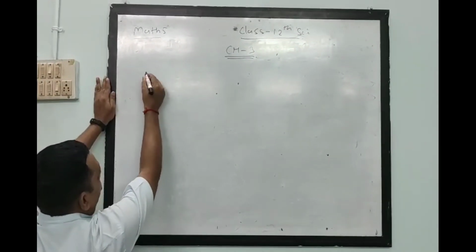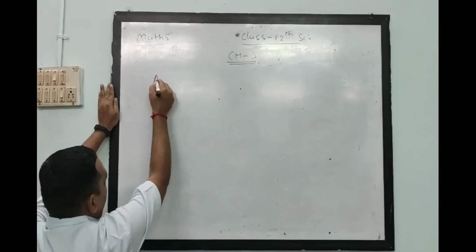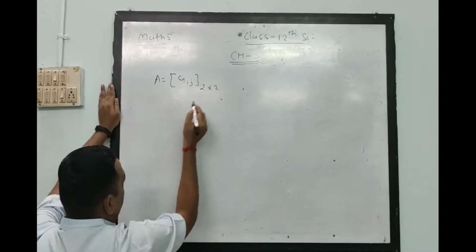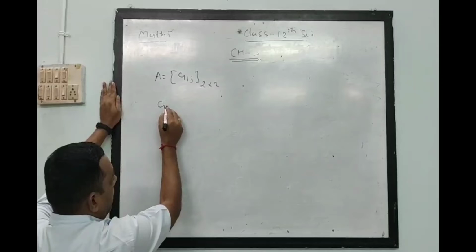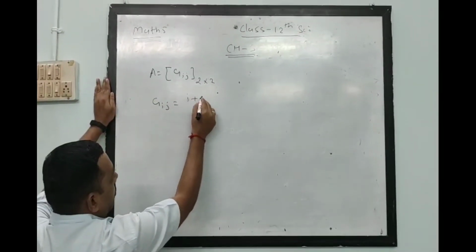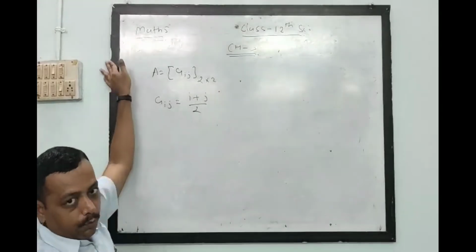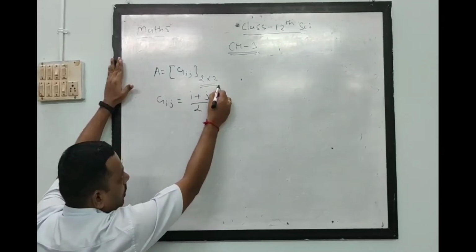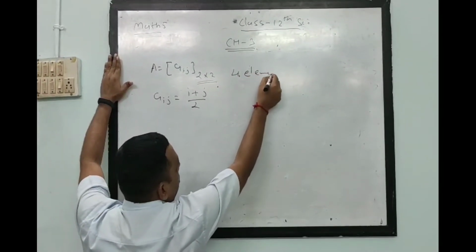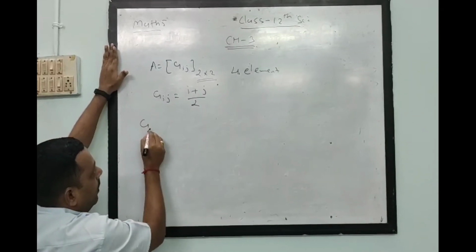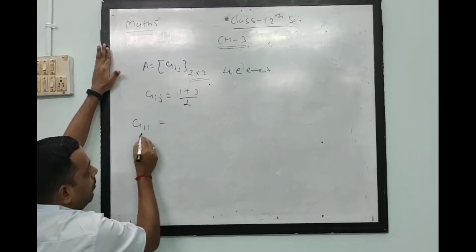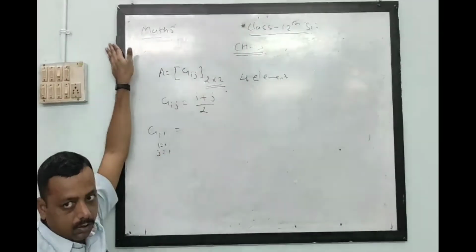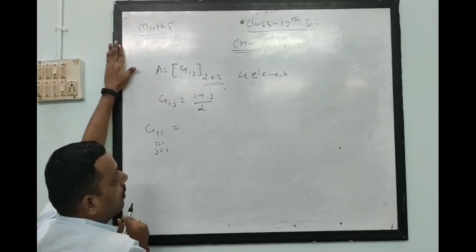Now students, in exam for 2 marks question, there is one question. Say A is equal to Aij of order 2 by 2, where the relation is given Aij is equal to (i plus j) by 2. Question is form the 2 by 2 matrix. Now we know that because of 2 by 2 matrix there are 4 elements. First element is A11. Here because of A11 we can say i is equal to 1 and j is equal to 1. That we will substitute in this given relation.